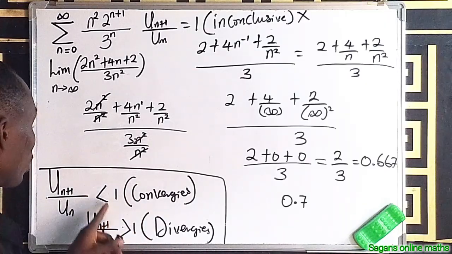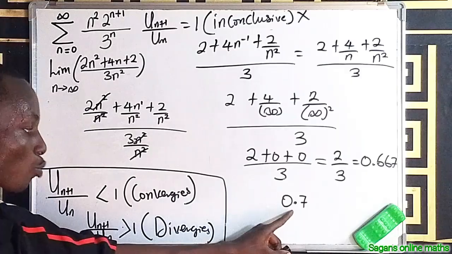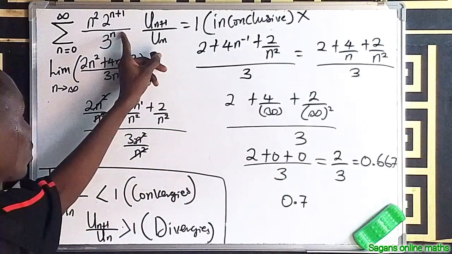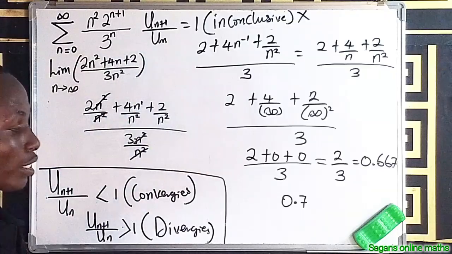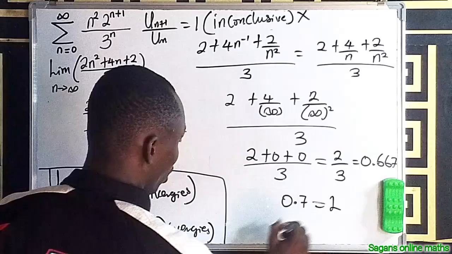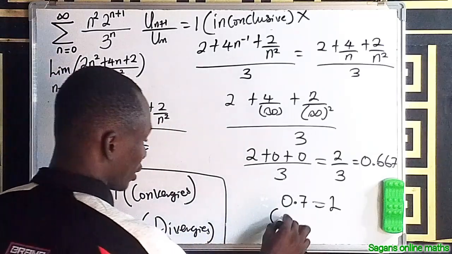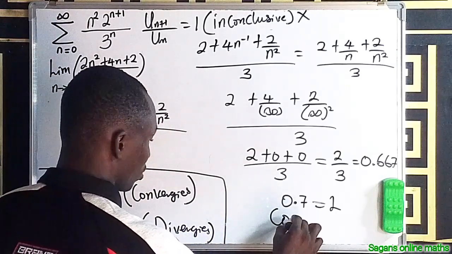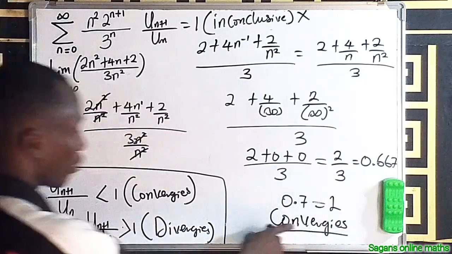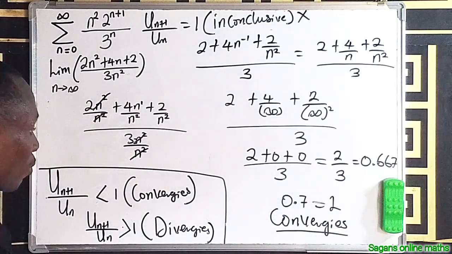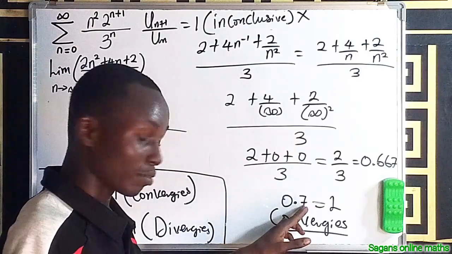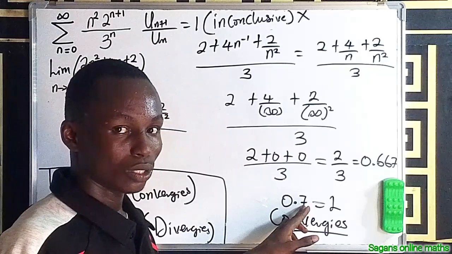So you can see that when it's less than 1, this is not up to 1, so it's less than 1. So you can see that this series converges. Why does it converge? It converges because it's less than 1. And 0.7 is less than 1. It's not up to 1. That's why it converges.